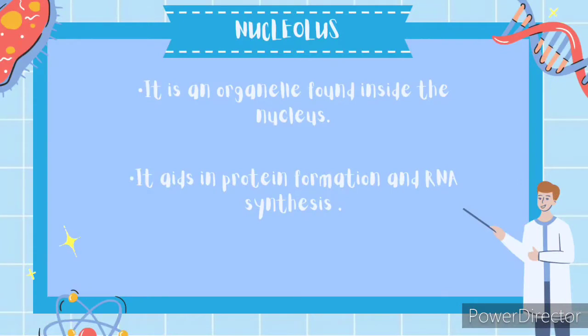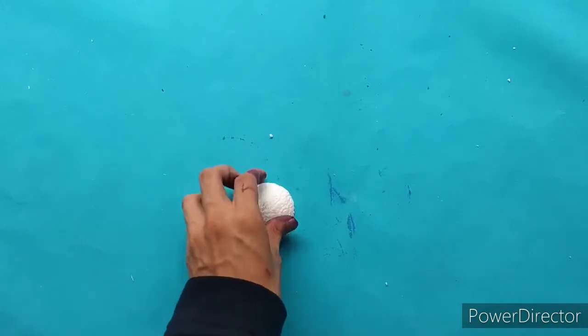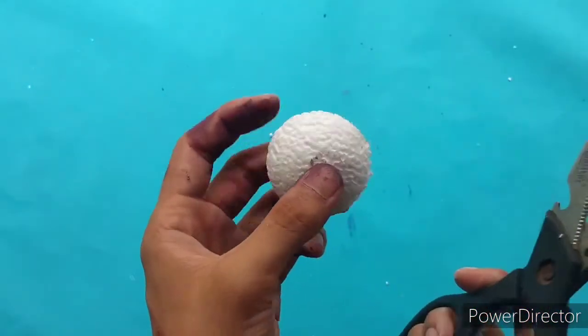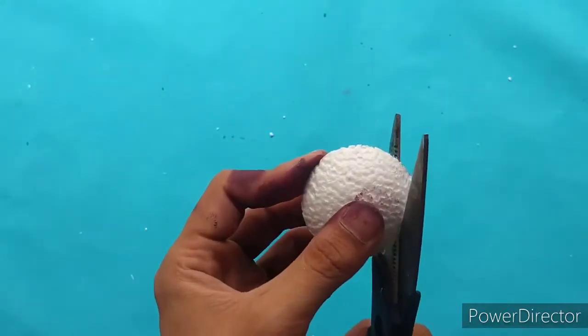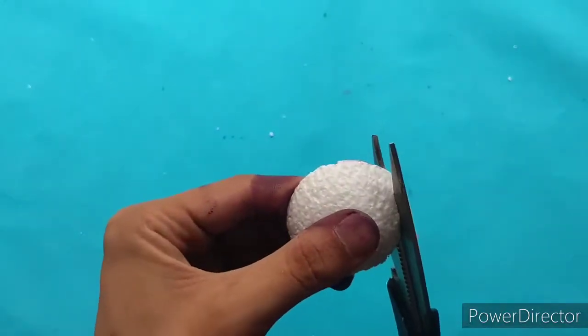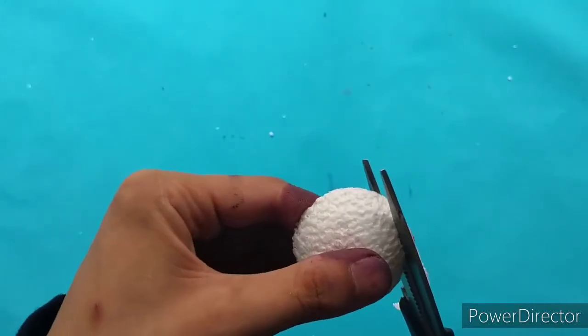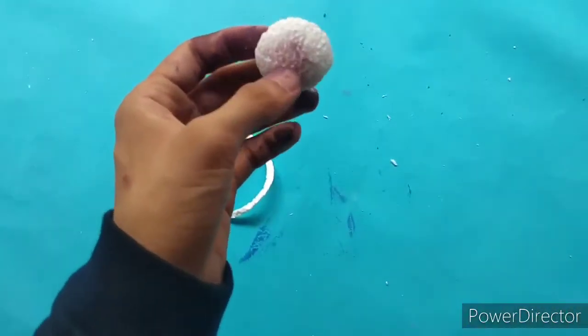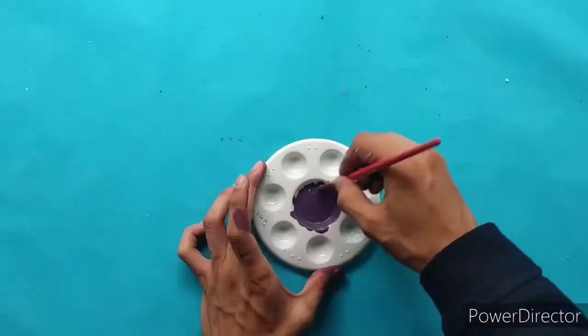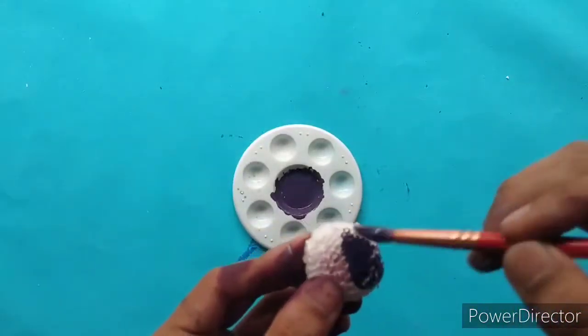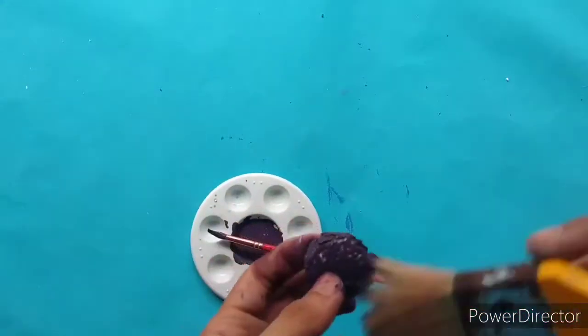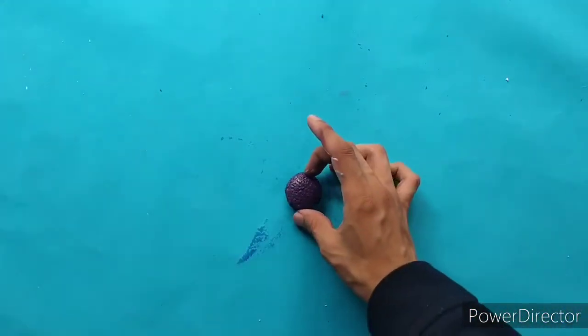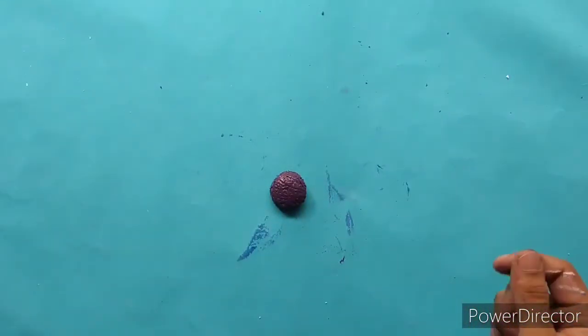There you have it. Nucleolus. It is an organelle found inside the nucleus. It aids in protein formation and RNA synthesis. For the nucleolus, we will be using the bottom part of the small styrofoam ball we used earlier. So cut it along the edges for it to be smaller. After this, color it with a darker shade of the color you used for the nucleus earlier. There you have it.